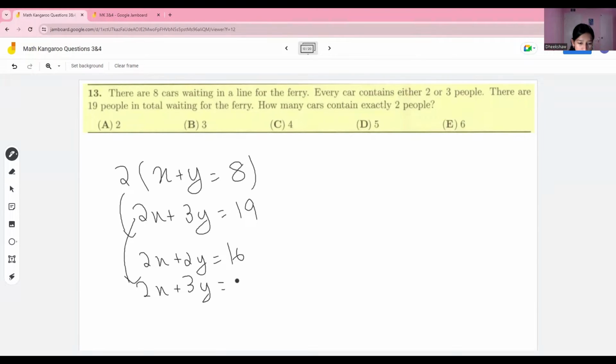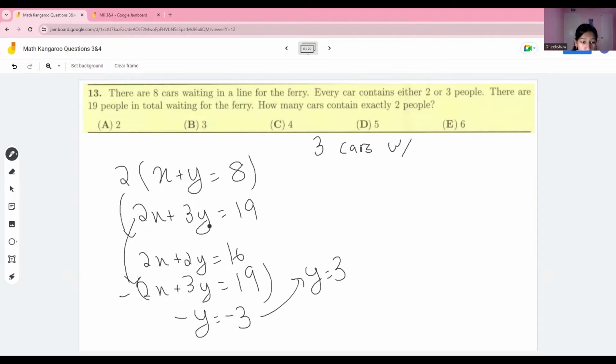2x plus 3y is equal to 19. And then we subtract the entire thing, so we get negative y is equal to negative 3. So y is equal to 3. That means there are 3 cars with, if we look at this equation here, 3 cars with 3 people.